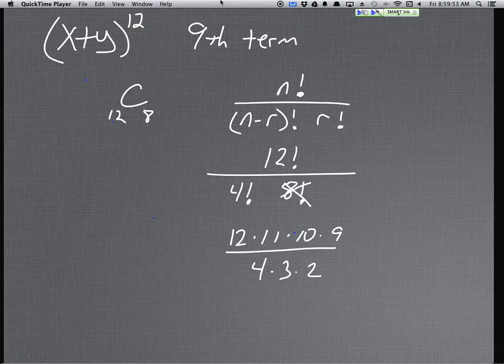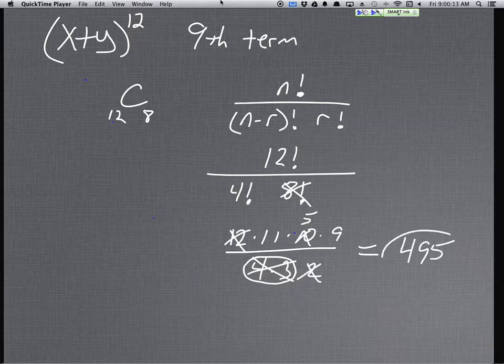So the next thing I want to do is take the 4 and the 3. What are the 4 and 3 combined to? 12. So I'm going to cancel that with the 12, and then I'm going to cancel the 2 with the 10 and get 5. So the only thing I have to multiply is 11 times 5 times 9, which should be 495. Is that our answer? So what does 495 represent? The coefficient of the ninth term. The coefficient of the ninth term of this expansion is what we found with 495.